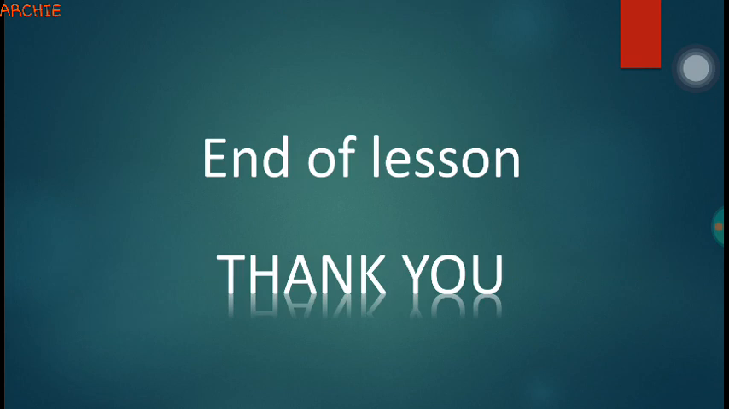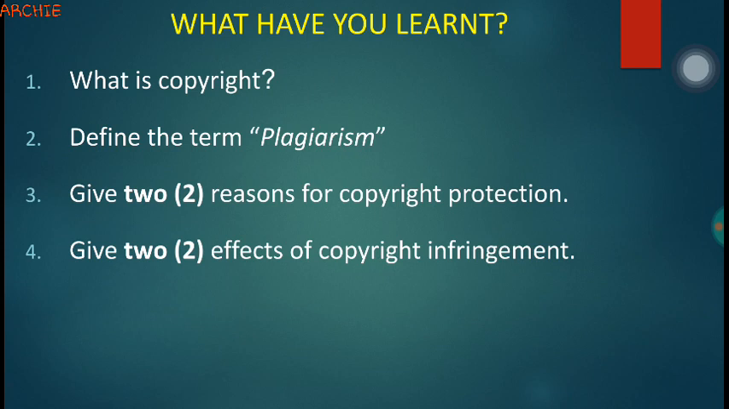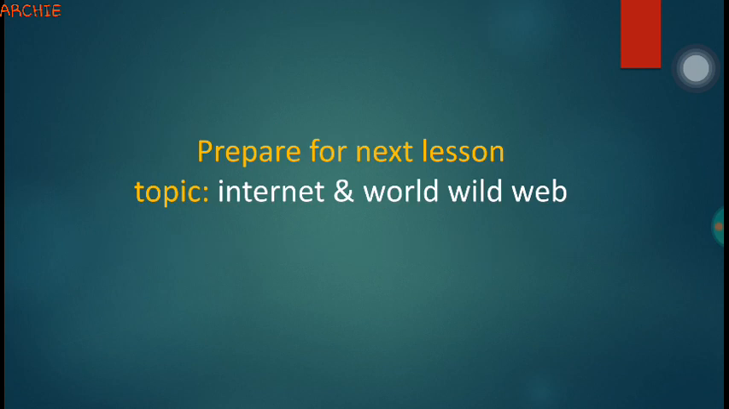Now we'll end here for today. This is your exercise, so we'll look at what we have over here. The first one, you have to explain what copyright is. You just define what copyright is. Then 2, you define the term plagiarism. Then 3, you give 2 reasons for copyright protection. 4, you give 2 effects of copyright protection.